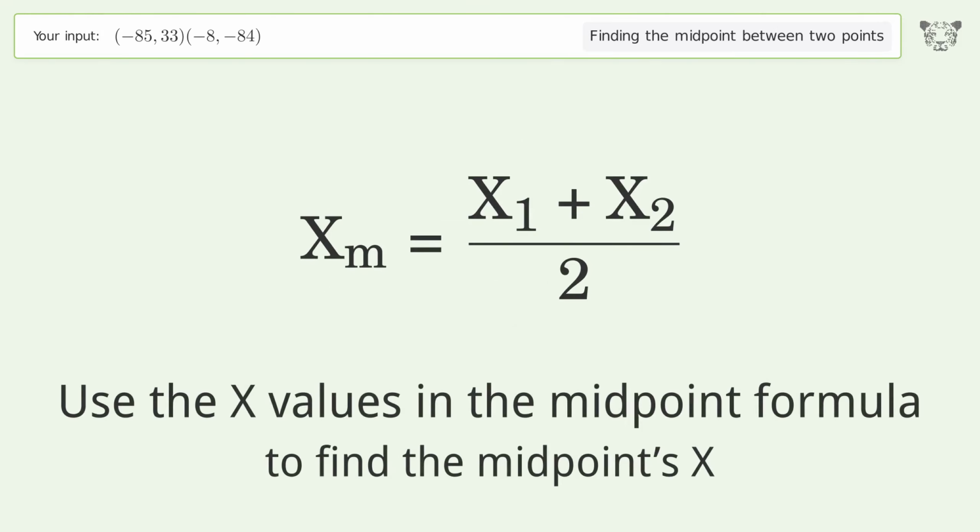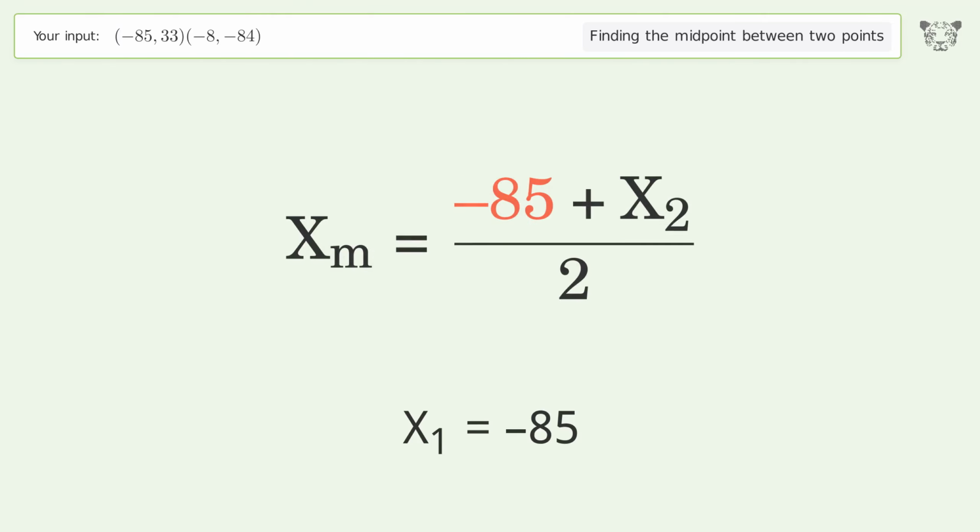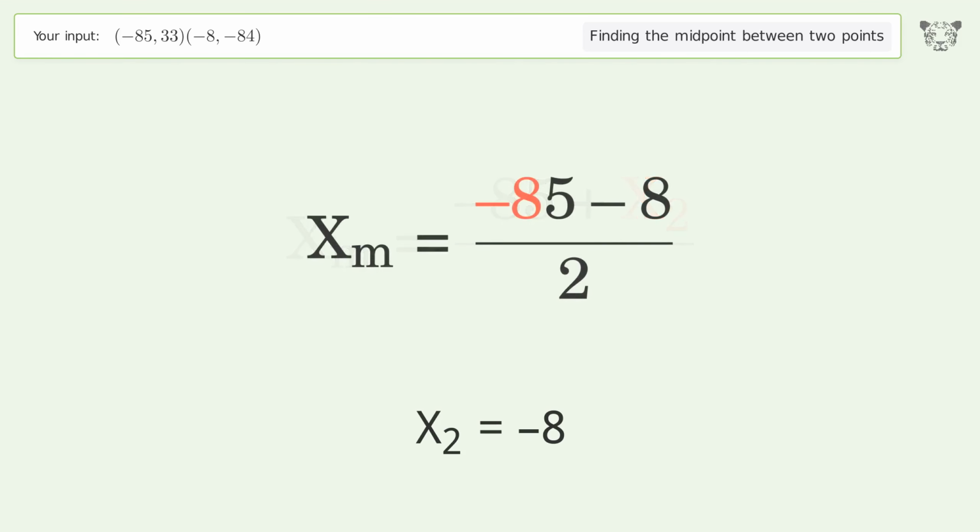Use the x values in the midpoint formula to find the midpoint's x. x1 equals -85. x2 equals -8. Simplify the arithmetic.